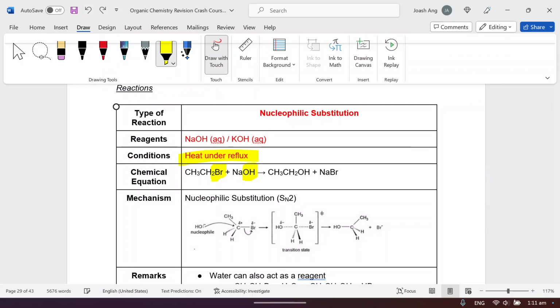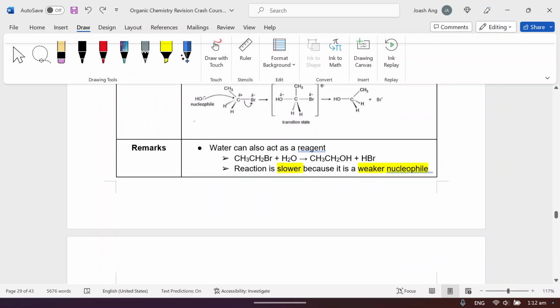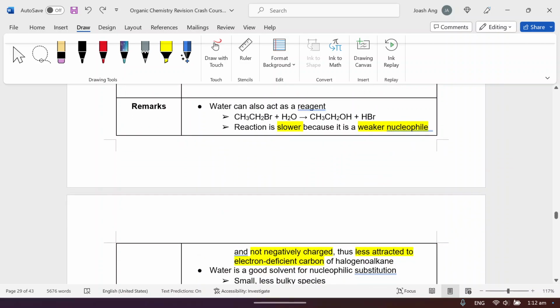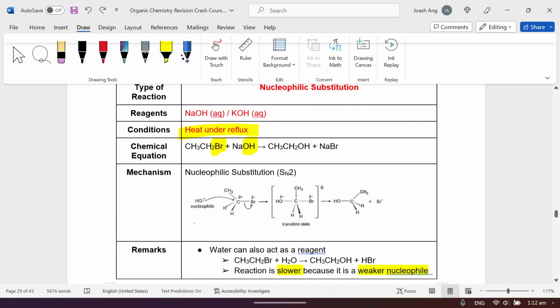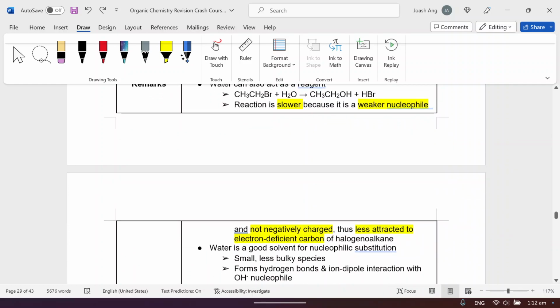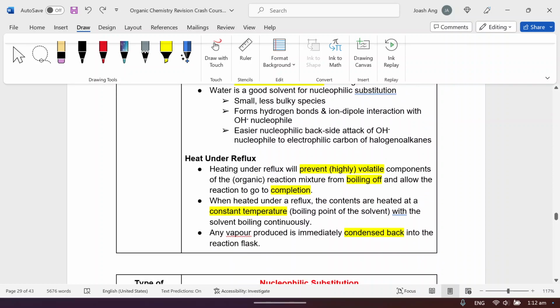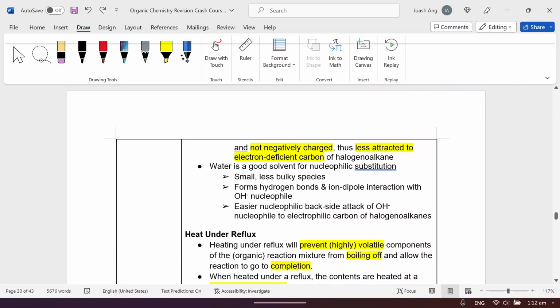Okay, the mechanism I'll show you later when I go through the SN1 and SN2 mechanism in small detail. But the remarks portion, we can see that actually if you want to form an alcohol from halogenoalkanes, you can also use water. But the reaction will be a lot slower because it's a weaker nucleophile since it's not negatively charged. And water, just a fun fact, is usually a good solvent to use for this reaction for nucleophilic substitution because they are small and less bulky.